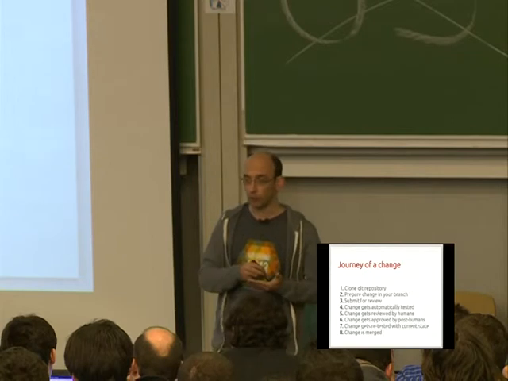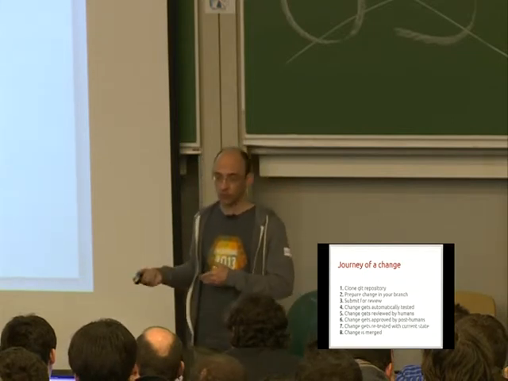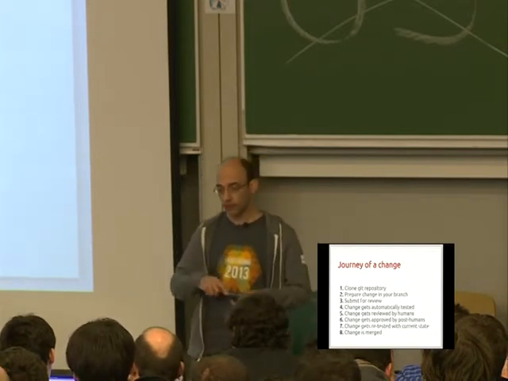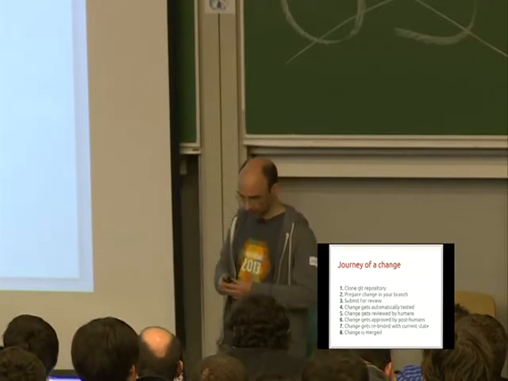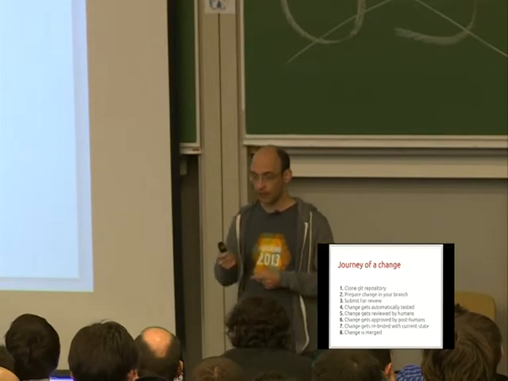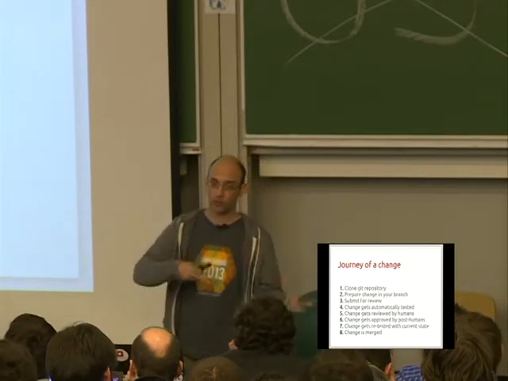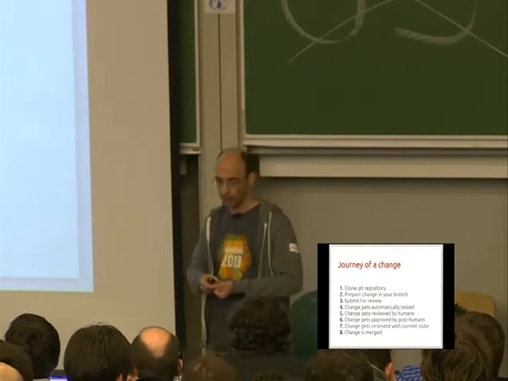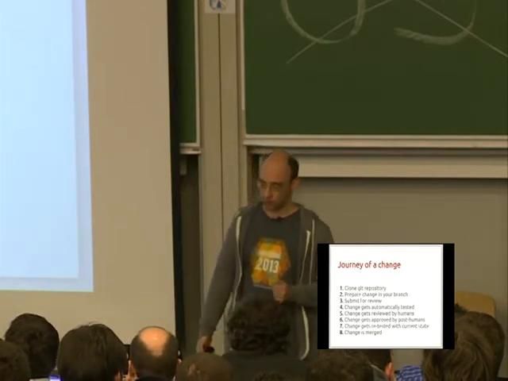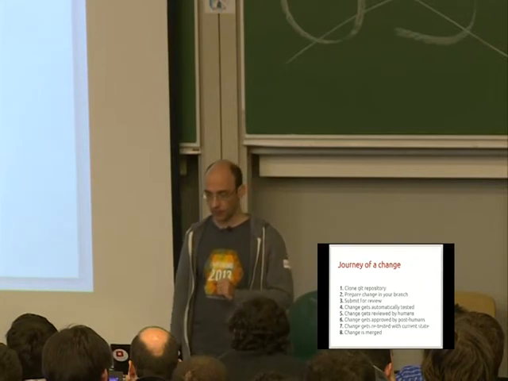Then the change gets reviewed by humans, and some people have approval rights. If you have enough approvals, then you can get approved. Then the change gets retested with the current state of the code repository, just in case something breaks in the middle of it, and then the change is merged. So this is how we do things.